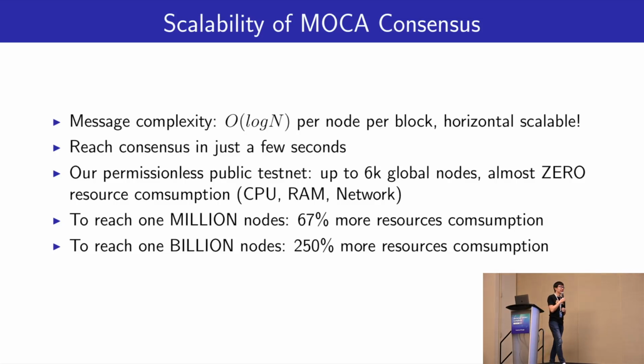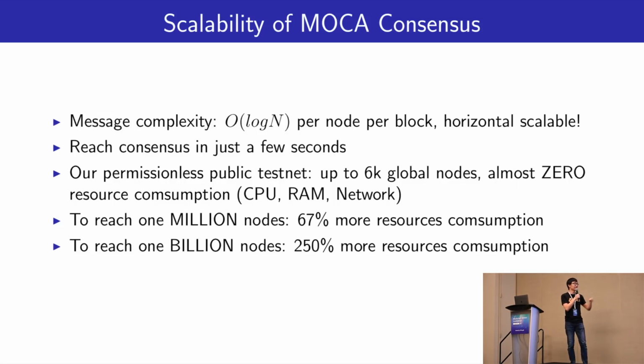To analyze the scalability of the MOCA consensus, we look at the message complexity per node. Because each node only has O(log n) neighbors, for each block, each node only needs to send and receive O(log n) messages, which makes it horizontally scalable. So it can reach global consensus for almost any network size in just a few seconds, because for each vote you just send a message to a neighbor, which takes a few milliseconds.